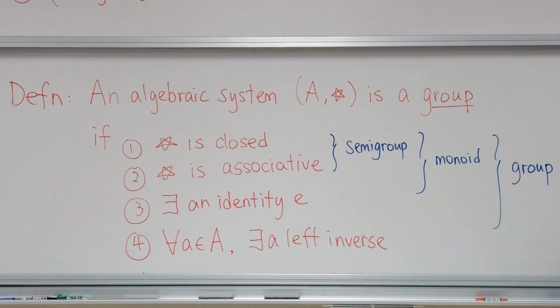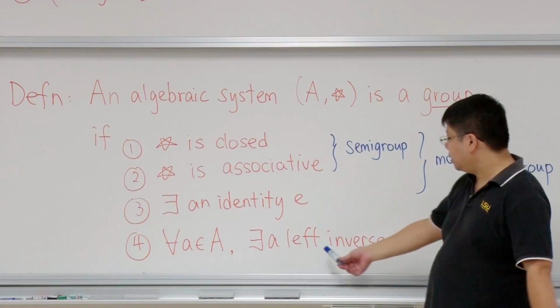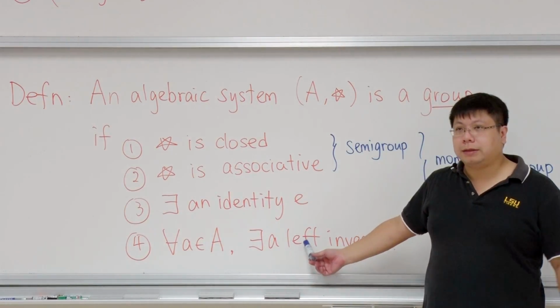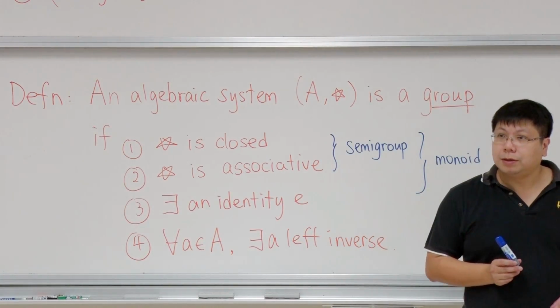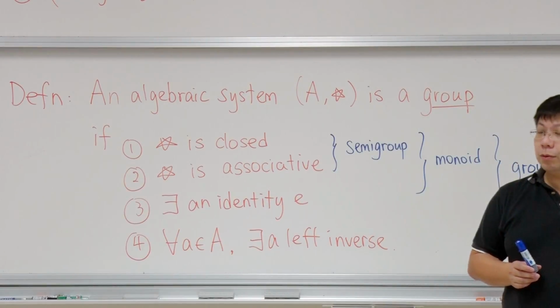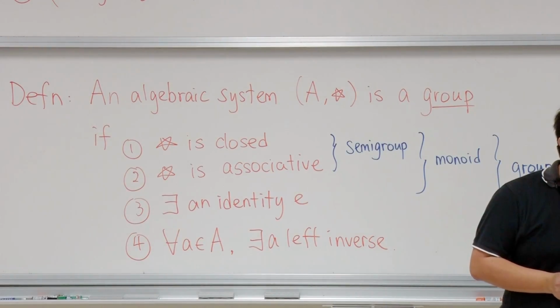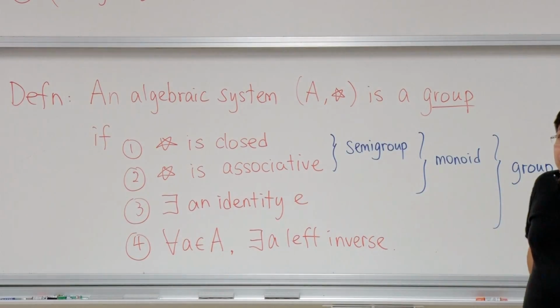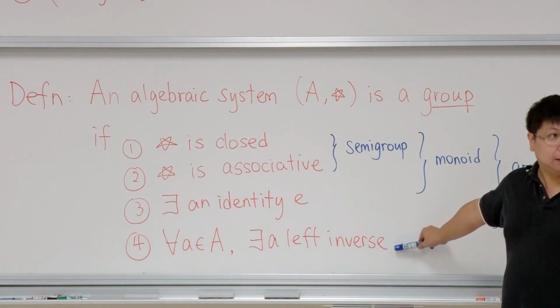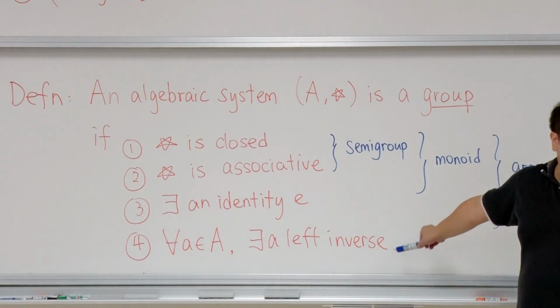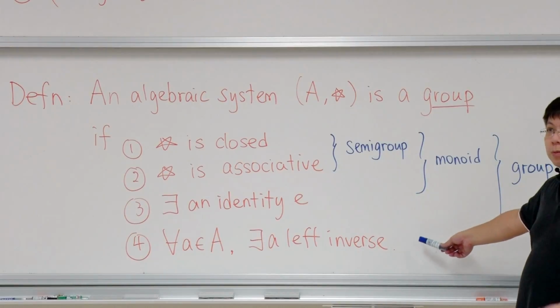Now actually, this is one way to define a group. In some textbooks, rather than writing there exists a left inverse, you will say there exists a left inverse and a right inverse and the two inverses are the same. So there exists an inverse. But why do we want to write down this? Because this is the weakest criteria.